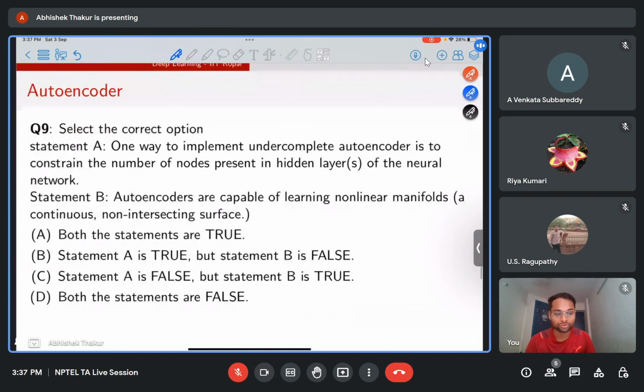So now moving to the next question, that is the ninth question. Select the correct option. Option A: one way to implement an under complete autoencoder is to constrain the number of nodes present in the hidden layer of the neural network. Option B: autoencoders are capable of learning non-linear manifolds, a continuous non-intersecting surface. So we'll see.